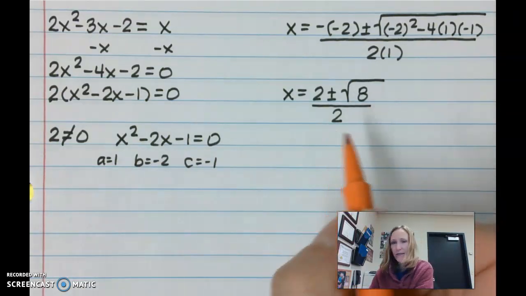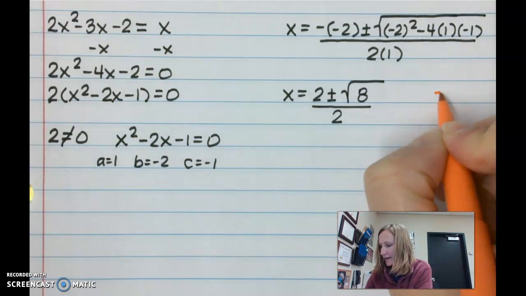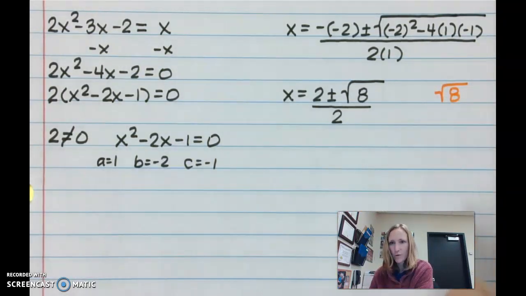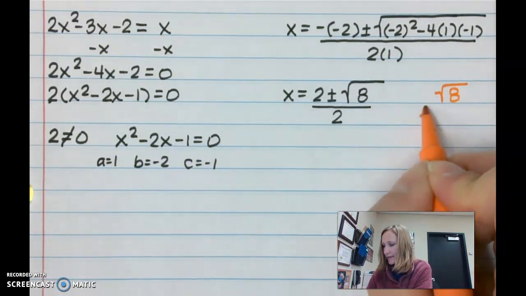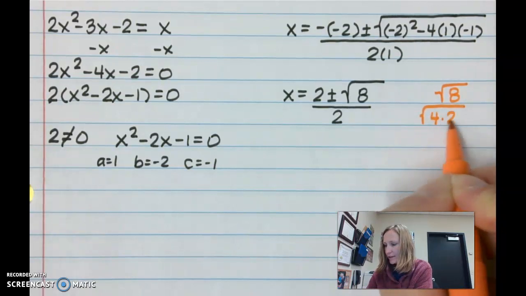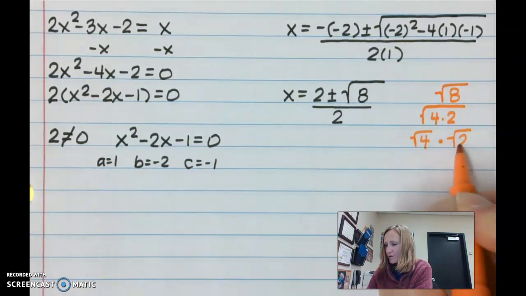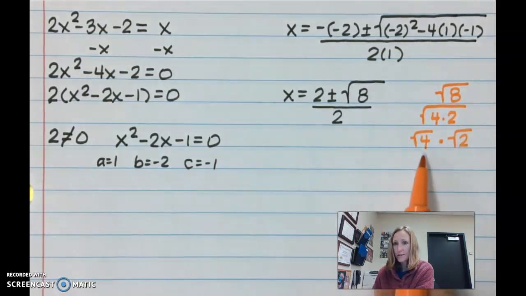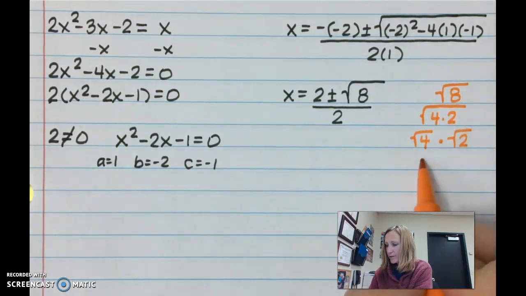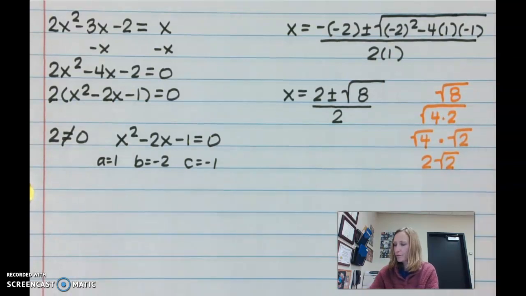Now, the square root of 8, we actually could simplify that. So remember that the square root of 8 could also be written as the square root of 4 times 2, since 4 times 2 is 8. So then I could think about that as the square root of 4 times the square root of 2. And since 4 is a perfect square and its square root is 2, we could rewrite that then as 2 radical 2. So the square root of 8 is the same thing as 2 radical 2.